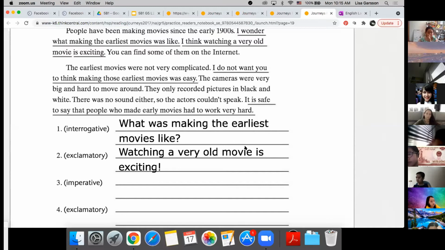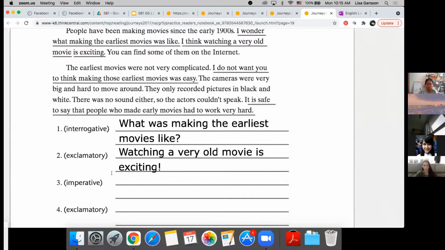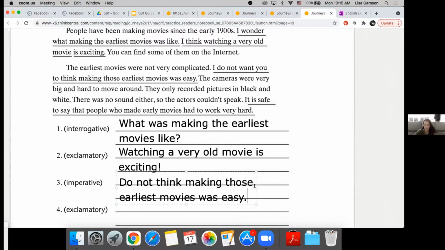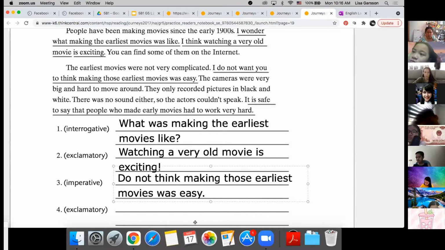Do not think making those earliest movies was easy. All right, good job. So now we are giving someone a command. And our last one.